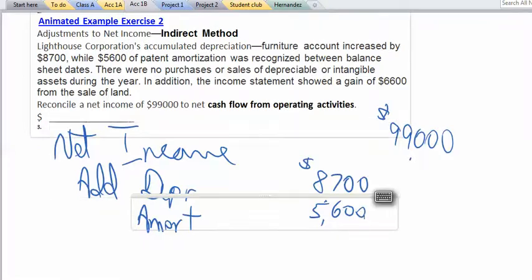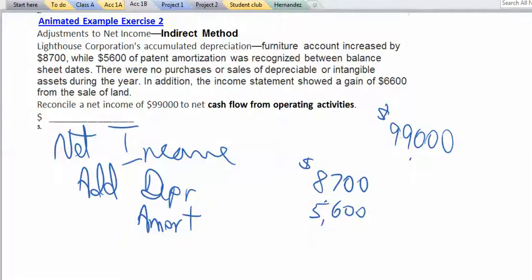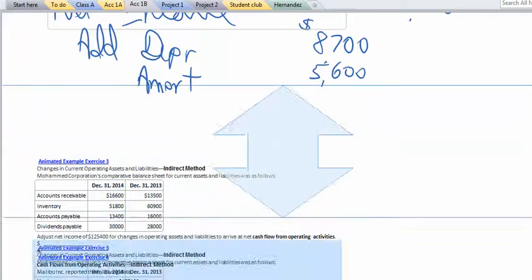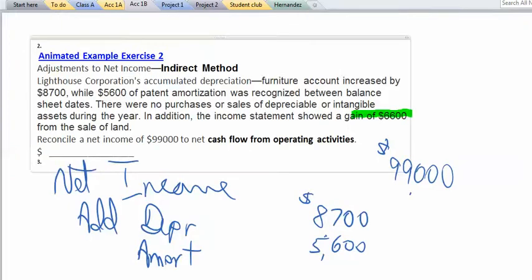Now I also need to consider the gain that was reported of $6,600. That gain does not represent the inflow of cash. The inflow of cash is the sale of that land. For instance, if I were to show you, let me get myself a little more room here. Okay.